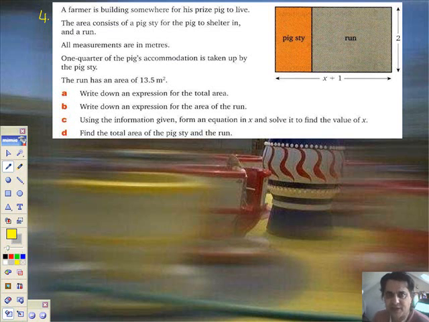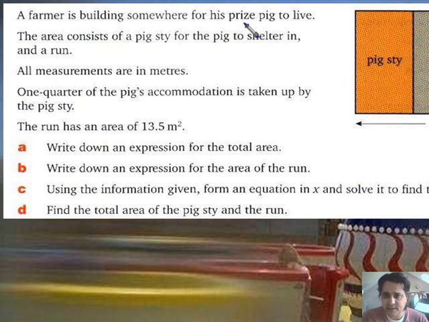Carry on with section 6.4. We're looking at question 4. Very, very involved. Not difficult, but involved. It says a farmer is building somewhere for his prized pig. Okay, so he's into piglets. So he's got one major piggy living with him.